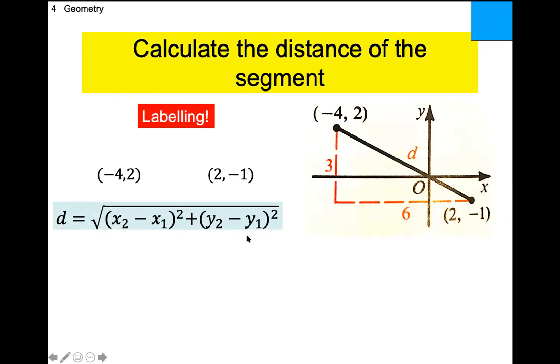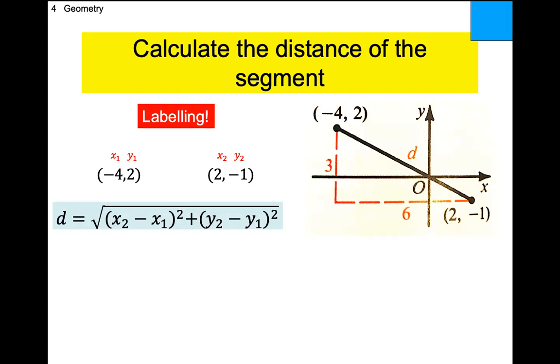Please, please, please label. Labeling is where it's going to set you up for success or set you up for failure. Notice it doesn't go x1, x2. It goes x1, y1, x2, y2. You see how that label goes? If I'm going to call that first one point 1, then that would be the x value of point 1 and the y value of point 1. And the second one, well, the x and the y values of point 2.